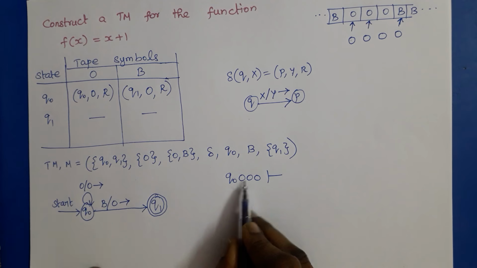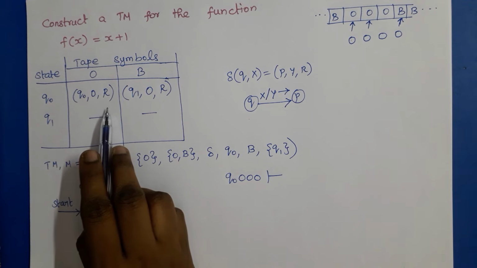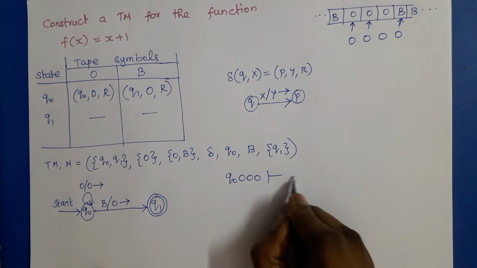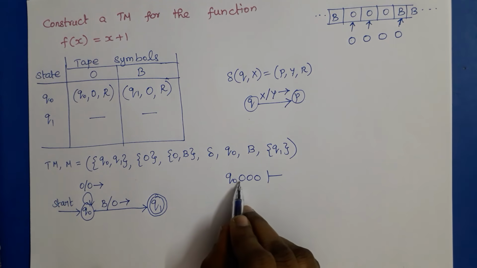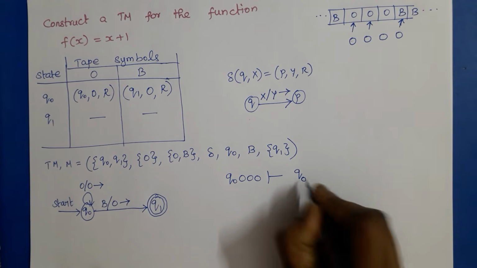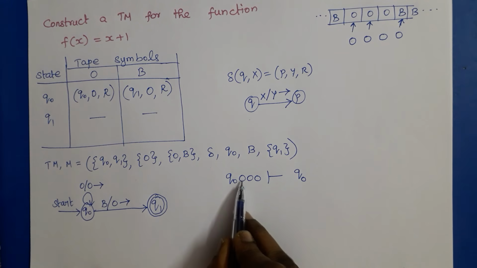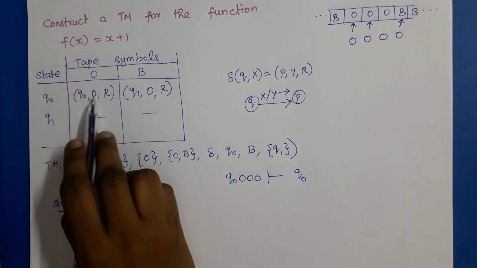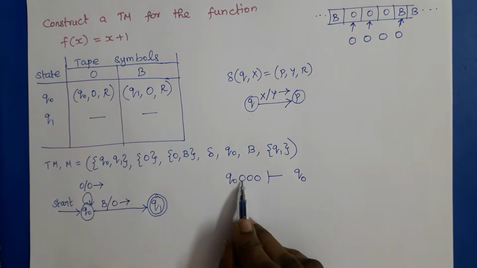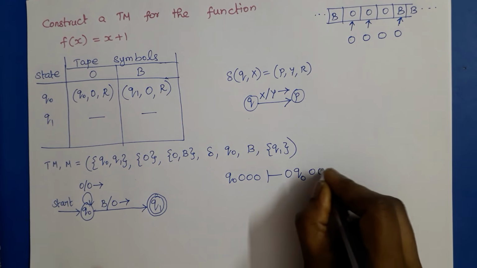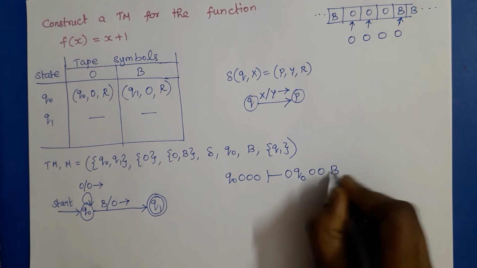Q0 and 0 means the move is right move. Right move means we have to write the state after this 0, so leave one space for this symbol. Now we need to write the state. No change in state, Q0. Now we have to write 0. And this tape symbol 0, no change, it is not replaced by a new symbol, so 0 should be written as 0. Now write the remaining symbols: 0, 0, and the next symbol is obviously a blank.